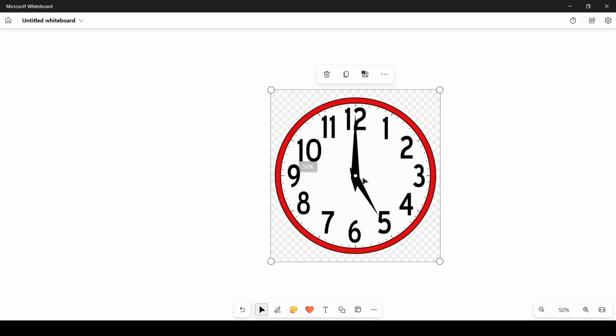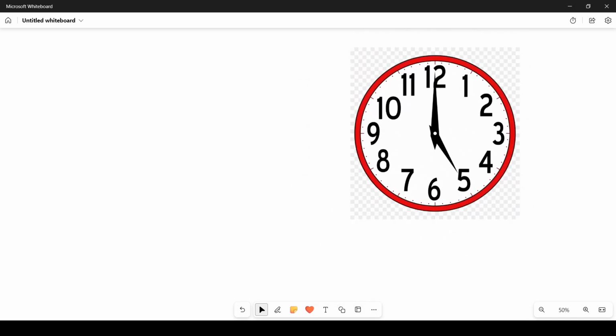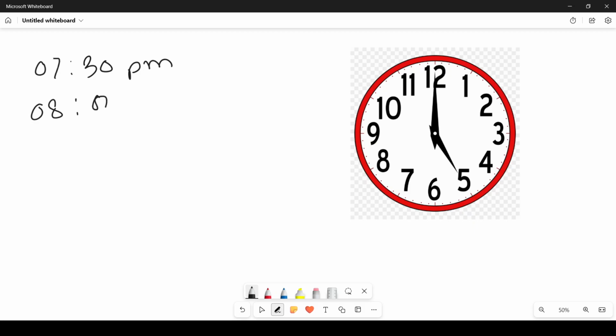Here is my clock. Now let's imagine the guy has started his work at 7:30 in the evening, and he has finished at 8 o'clock in the morning. Now how will we calculate time in that case, right? Now check in this clock.